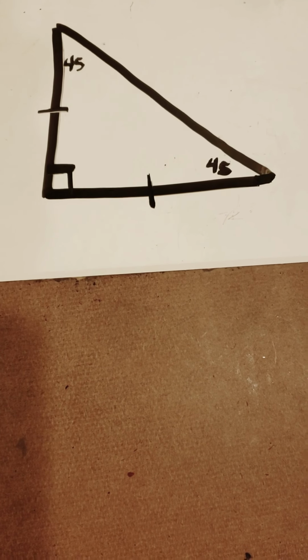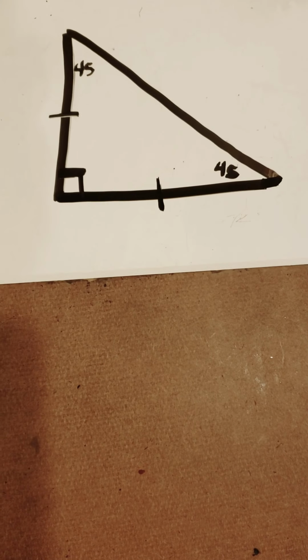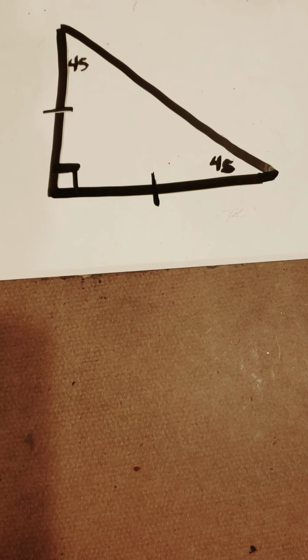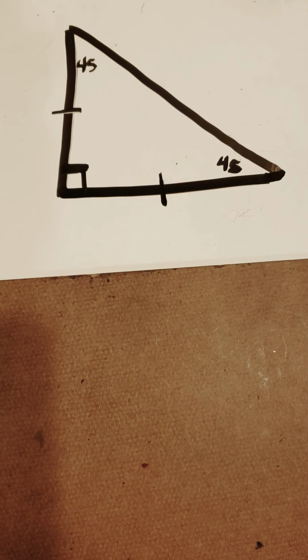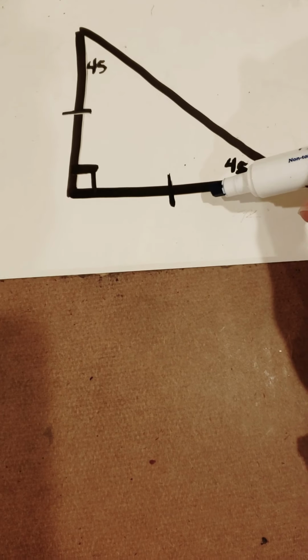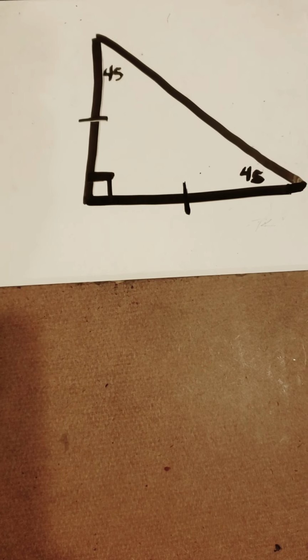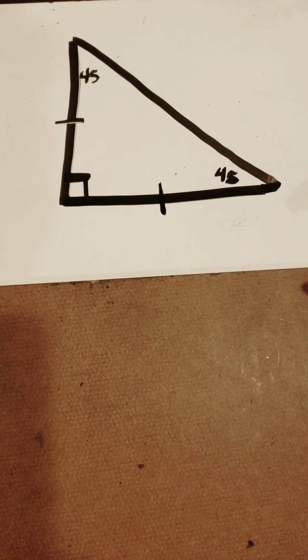I am going to talk to you guys and give you a couple examples on the 45, 45, 90 special right triangle. So for this, if you haven't watched my video, then this will be a quick review. Just remember 45, 45, 90 is also called an isosceles right triangle. That means the length of this side and the length of this side are equal.